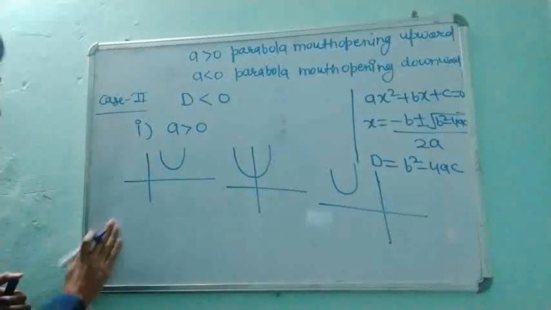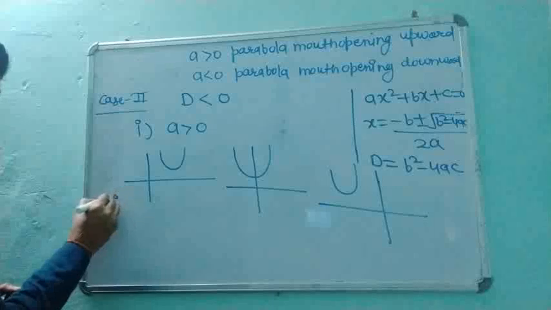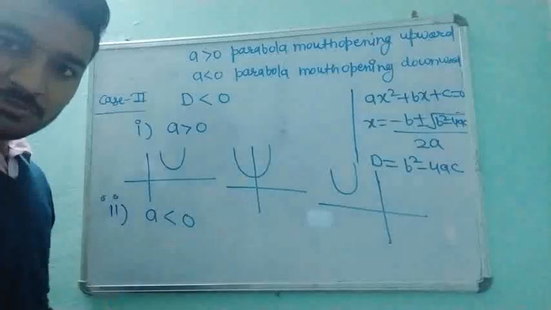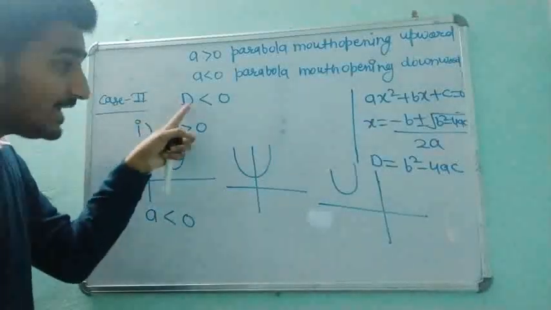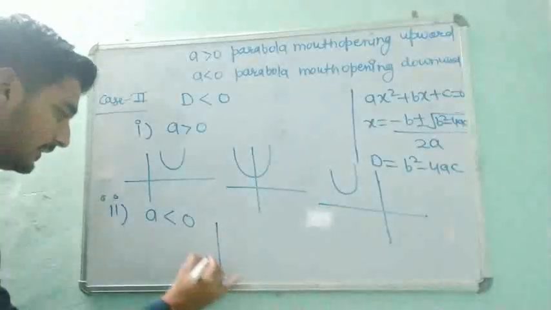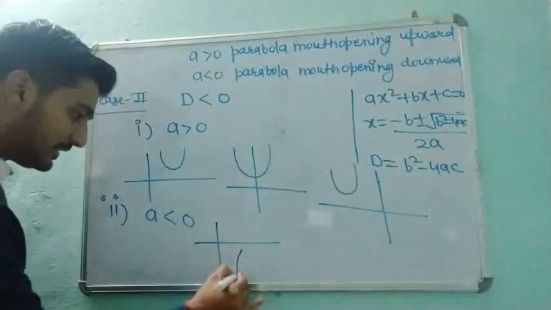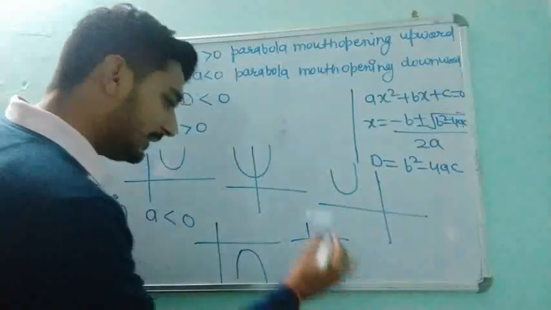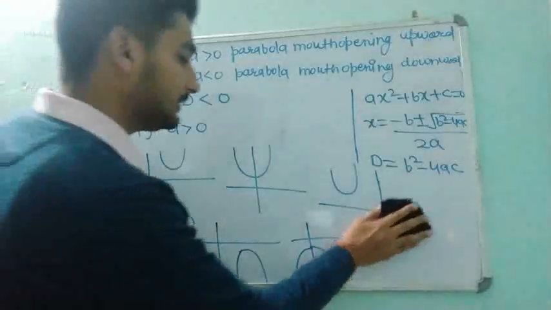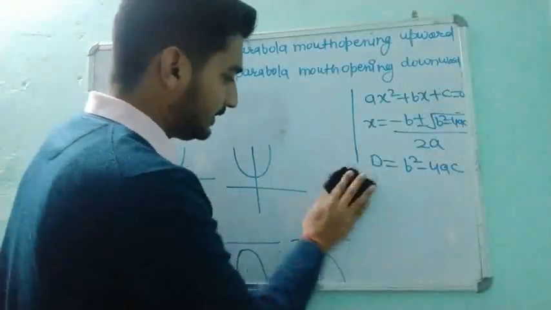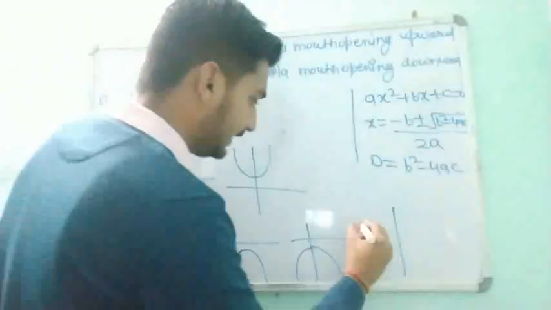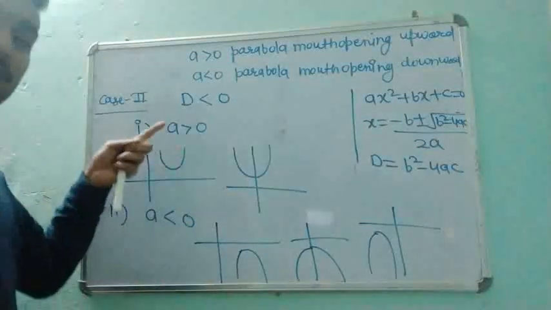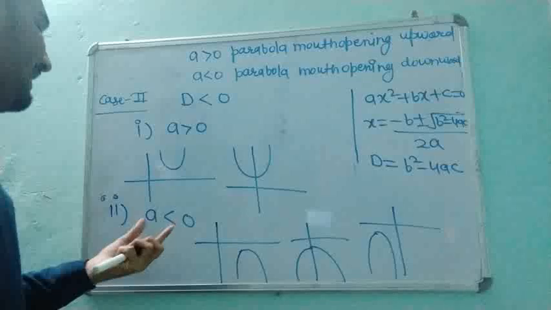Similarly, in D less than 0, if a is less than 0, it means the parabola's mouth is opening downward, and still we have D less than 0. We have no real value of x. So the graph of such a quadratic equation is like this. It can be like this, or it can be like this. And next and last, this can be like this. So this is the graph of the quadratic equation when we have D less than 0 and a less than 0.